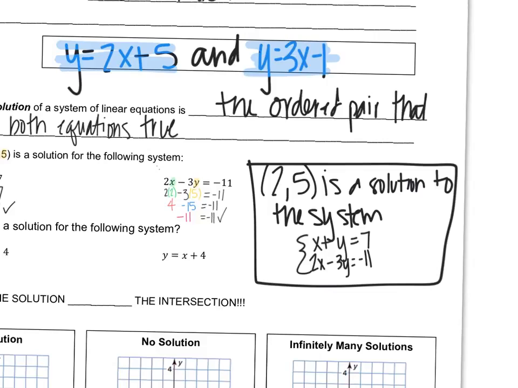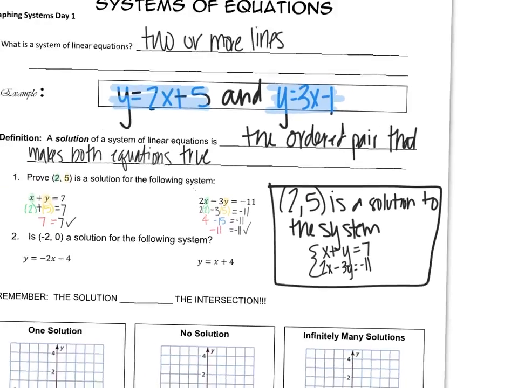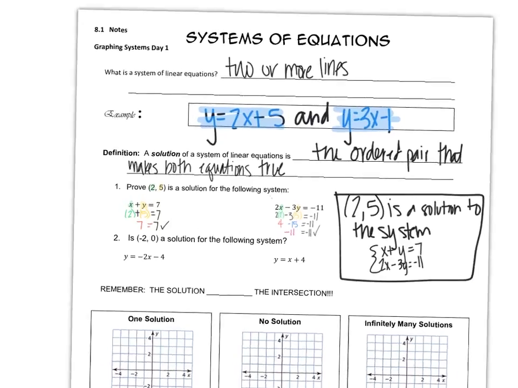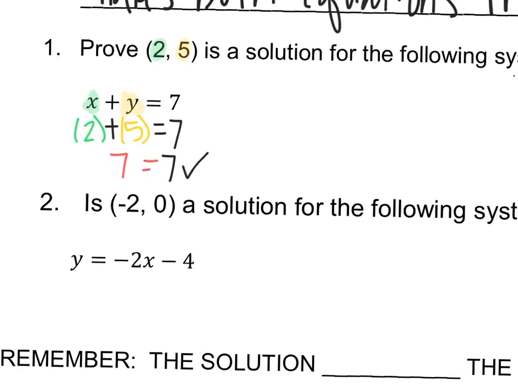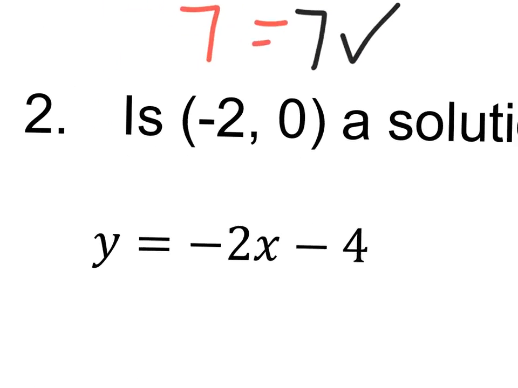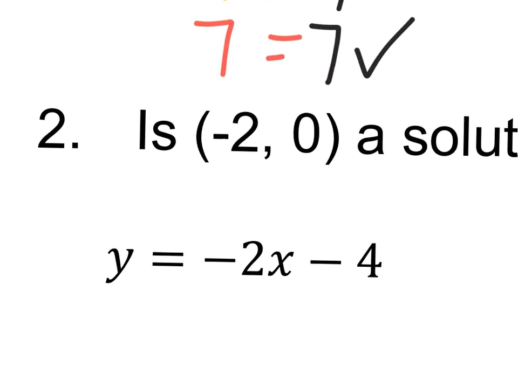x plus y equals 7 and 2x minus 3y equals negative 11. We're going to do the same thing for problem 2. It wants to know, is negative 2, 0 a solution for the following system? So I'm going to plug in negative 2 for x because that's my x value. And I'm going to plug in 0 for y because that's my y value. So we're going to see what happens.